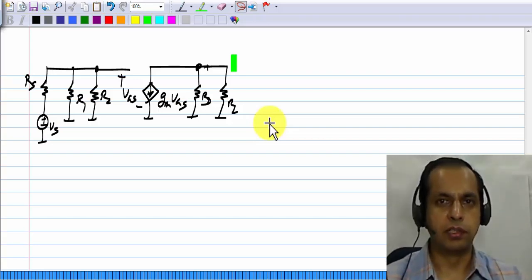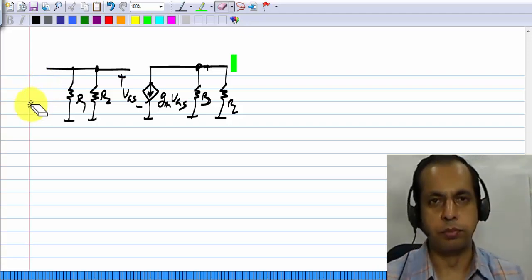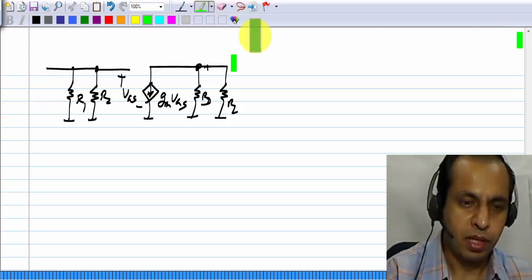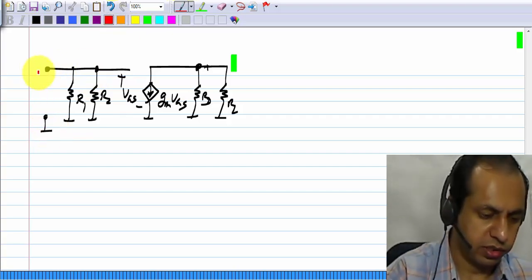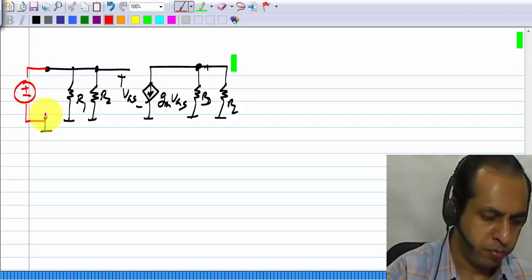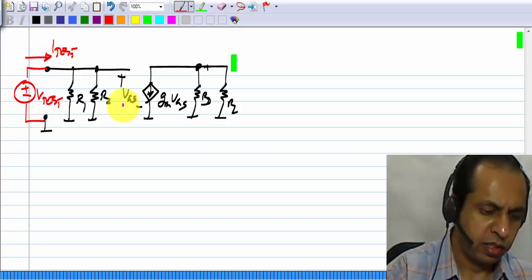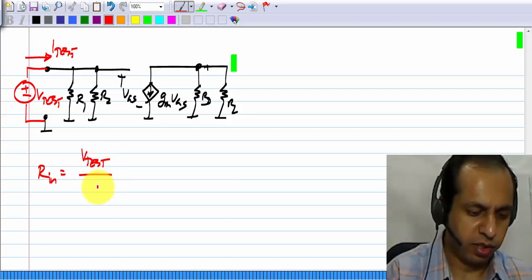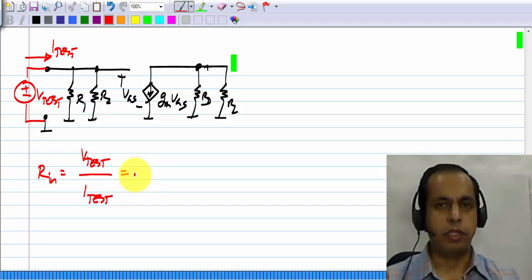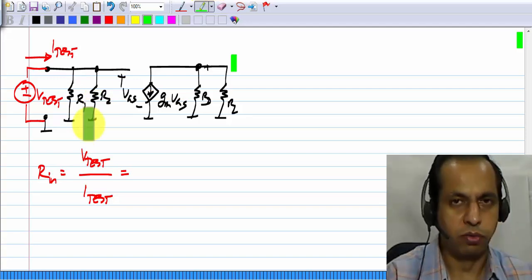Now for the input resistance, what we do is remove the source. Remember, RS is part of the source. We remove that as well and look between this point and ground. So essentially, we apply Vtest, calculate the value of Itest, and the input resistance would be Vtest divided by Itest. Okay. Now in this particular case, you can calculate it, and it's very easy to see that it is simply equal to R1 parallel R2.